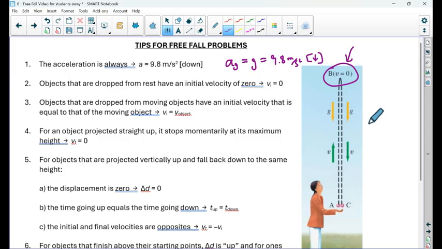Objects that are dropped from moving objects, like if you drop an object that's in a moving plane, will start with the initial velocity of the moving plane. That's something we don't do much in grade 11 physics, but you'd see more complicated problems in grade 12 physics.